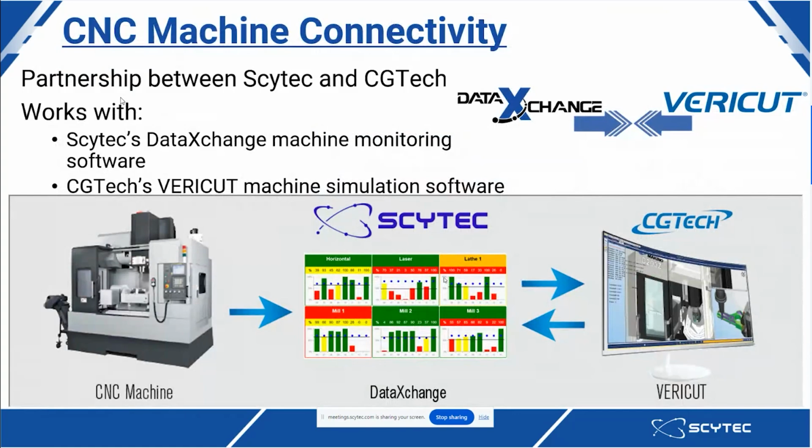So as Jeff had mentioned, CNC machine connectivity is a partnership between Scytec's DataXchange software and our VERICUT. The way this works is DataXchange is connected to the real CNC machine down on the shop floor, and it's gathering that information to put up in its various displays. And then VERICUT connects to DataXchange for two-way communication. We'll explain that in a little more detail in a few moments, but there are notifications and everything that go back and forth, as well as data that you can use within VERICUT. But that's in a nutshell how our CNC machine connectivity works.